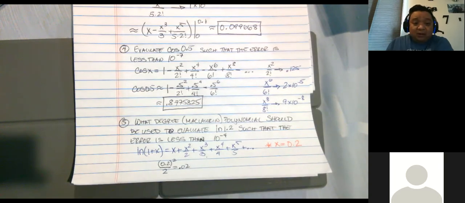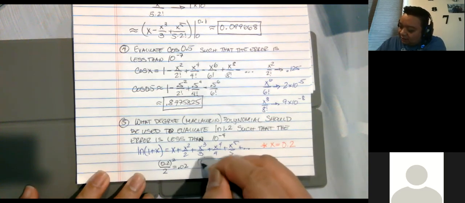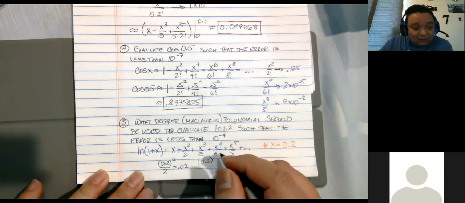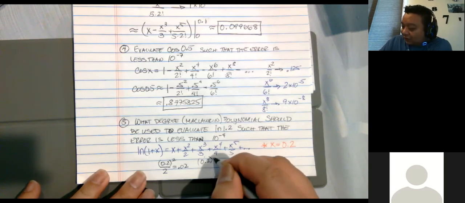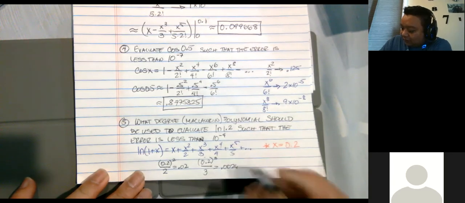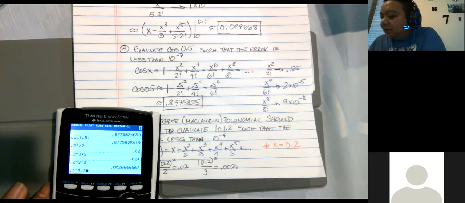Okay, and then try it again, this time to the third power. So 0.2 to the third divided by 3. The third degree is not it, because that's 0.2. Well, I guess to the fourth power, I have to do. Okay, I'll try this out. So the third degree over 3 is 0.0026. So that's still not less. So let's try it again. Let's try the fourth.